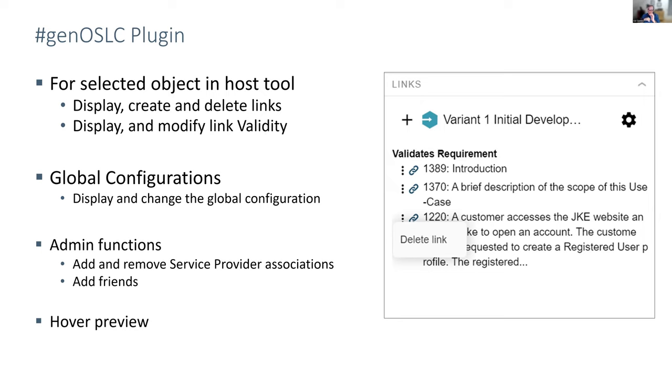It displays and allows you to select the current global configuration, whether that's an IBM ELM global configuration or a SmartFax global configuration. Both of them are fine, of course. There's also hover. And then, of course, there's some admin functions. If you're an admin, you can do things like add and remove service provider associations.